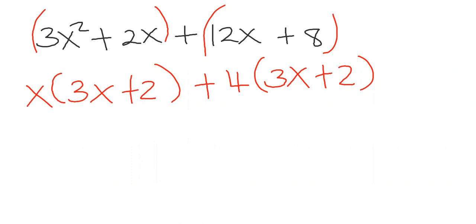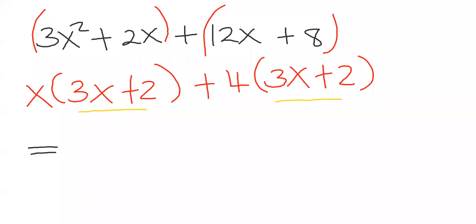Now, this is what we now have. Remember, I said, if you have done it correctly, what is inside your 2 brackets has to be the same. So we have 3x plus 2 in both brackets. So it means what we have done is correct.